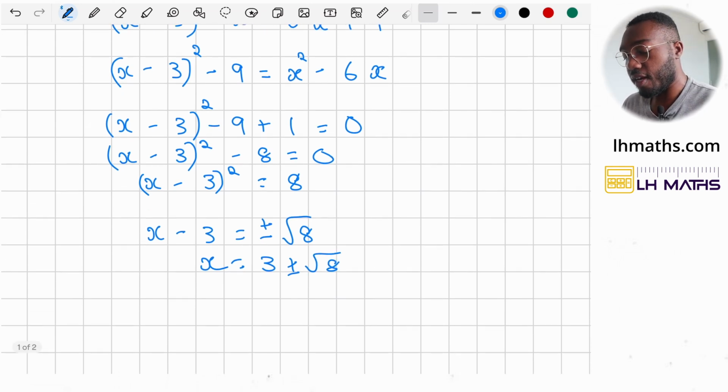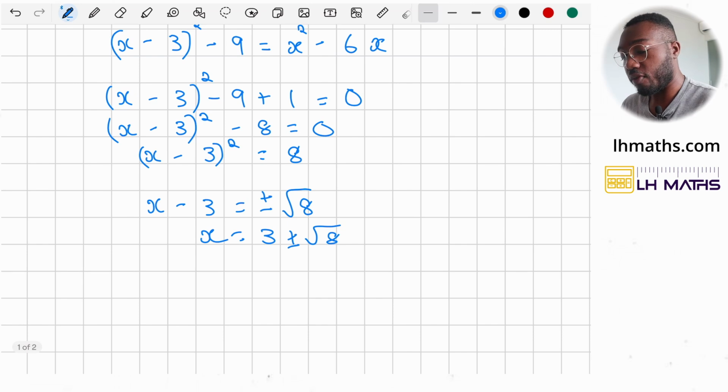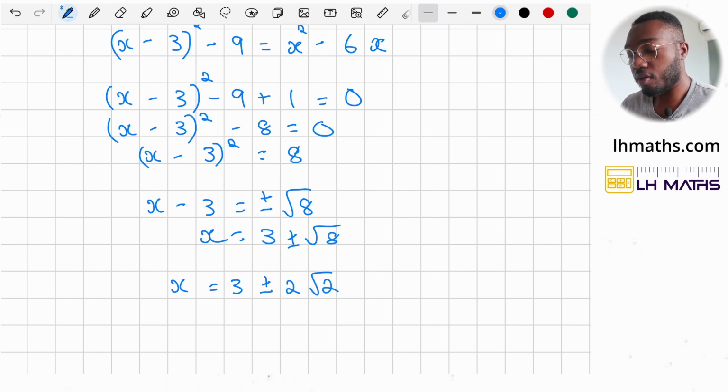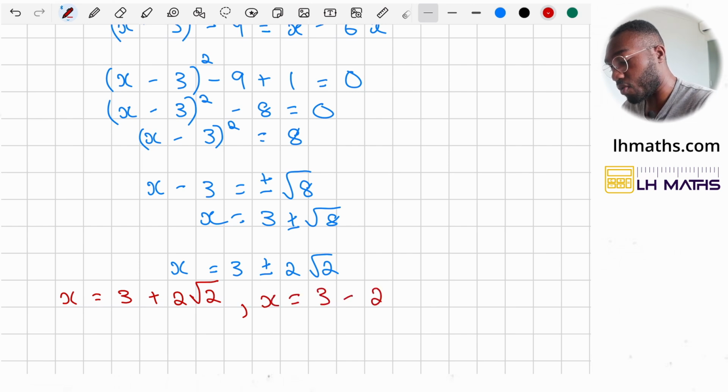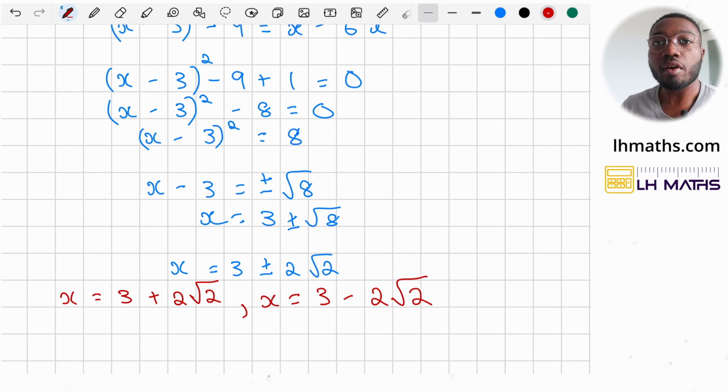Now, if you've done surds yet, then you can simplify down the square root of 8. So it would be x is equal to 3 plus or minus 2 root 2. Okay, so we have two solutions here. The first solution is x is equal to 3 plus 2 root 2. Oh, sorry, let me do that again, 2 root 2. And then x can also be 3 minus 2 root 2.